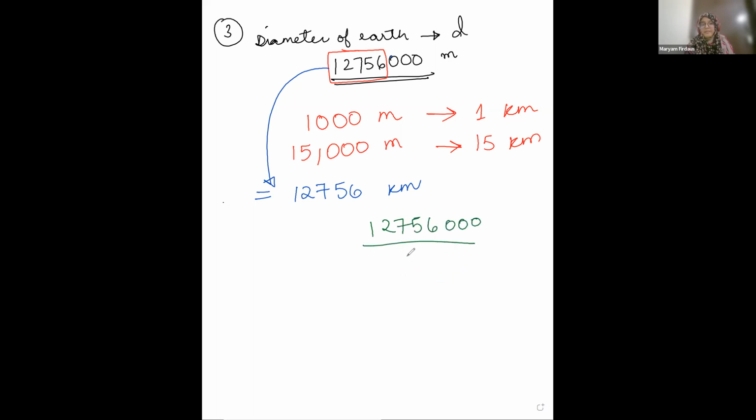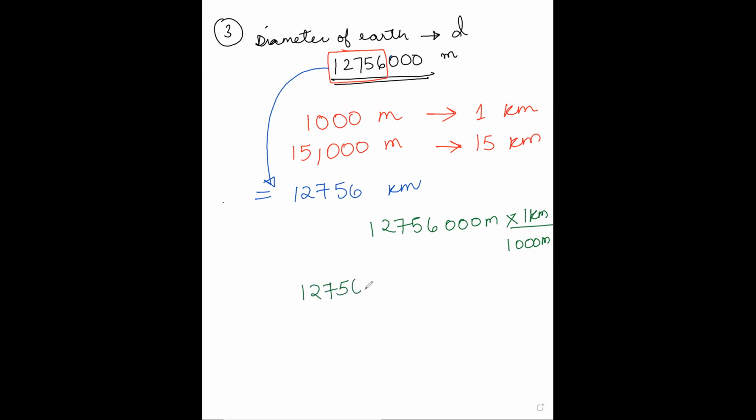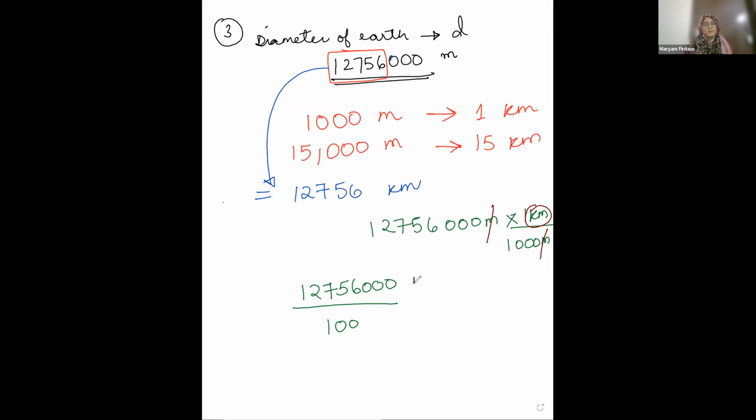1275600 divided by 1000, right? You know why? Because this is meters, and we say 1 multiplied by 1 kilometer divided by 1000 meters. Reason being, 1 kilometer is equal to 1000 meters, so they get cancelled anyway. That's why I've done it this way. It's just easier to understand. The other way that we write it is divided by 1000, and because this meter and this meter get cancelled, you are left with kilometer over here. So that's why we write kilometer.